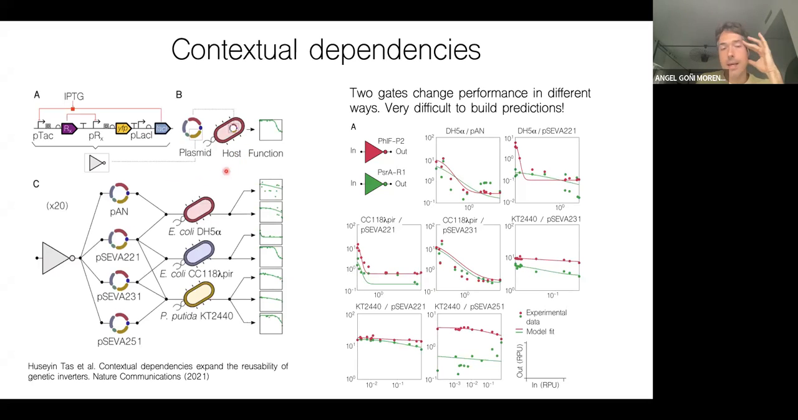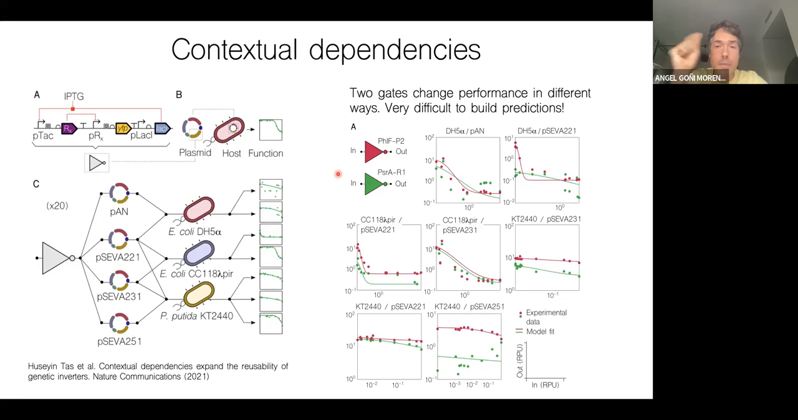So what we did is an interesting study of taking 20 genetic inverters. This is the inverter. All this circuit is a NOT logic gate, an inverter. We took 20 of them, and we did a lot of combinations with different plasmids and different hosts. What we had at the end, I think, is a collection of like 140 different functions or something like that. So from 20, we had 140 different gate-context combinations. And we started exploring the performance of the whole library and trying to get some conclusions of that performance.